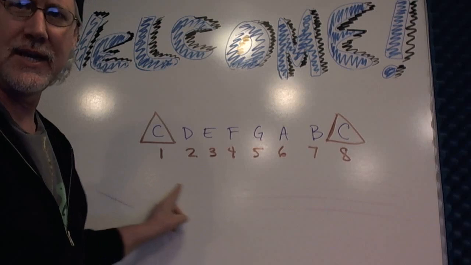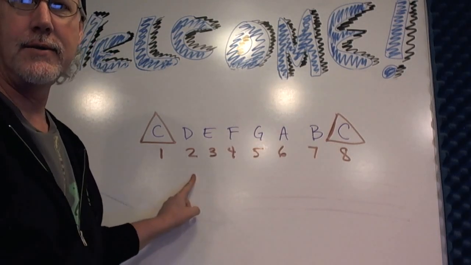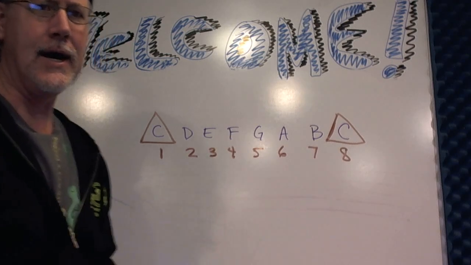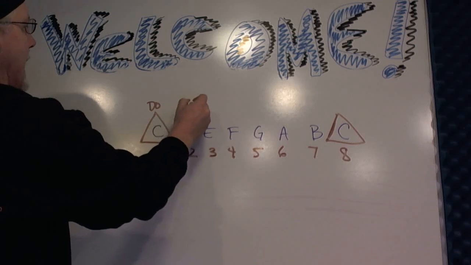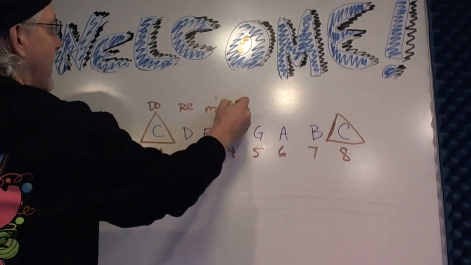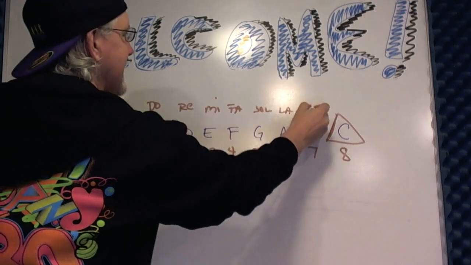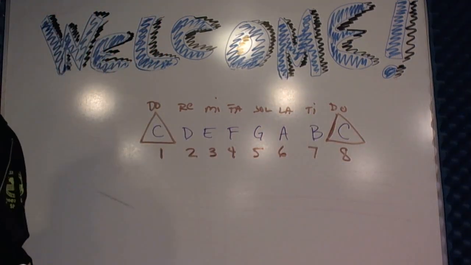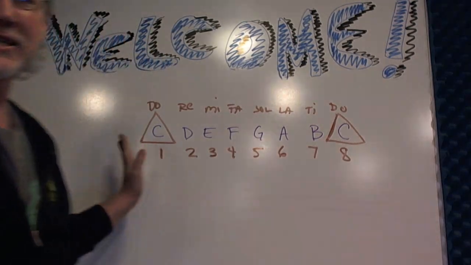So here's our C major scale, C, D, E, F, G, A, B, C. This is scale degree 1, 2, 3, 4, 5, 6, 7, 8. Okay? Again, that gives me the do, re, mi, fa, sol, la, ti, do sound. Okay, do, re, mi, fa, sol, la, ti, do. That's called solfege or solfeggio. Okay, so that's a C major scale.